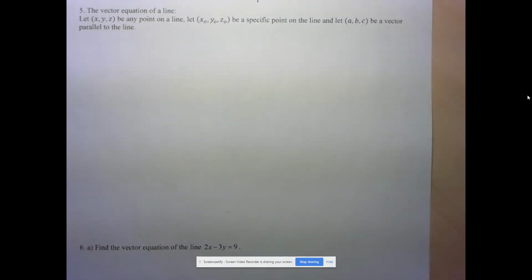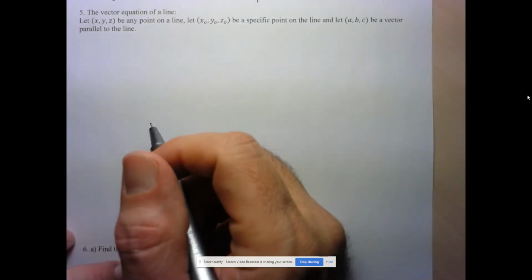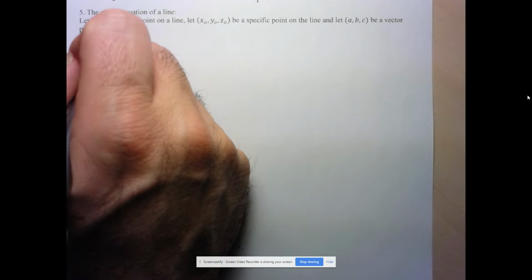So here we're going to take a look at the vector equation of a line, this time in 3D. What we're going to see is that our method for the alternate definition for the equation of a line in 2D does generalize nicely into 3D. Okay, so I'm just going to go through what I did before.